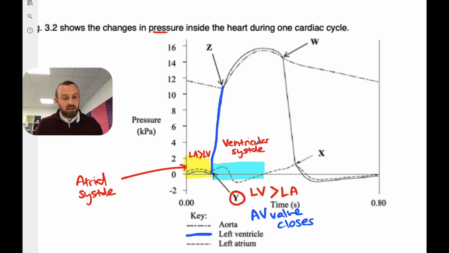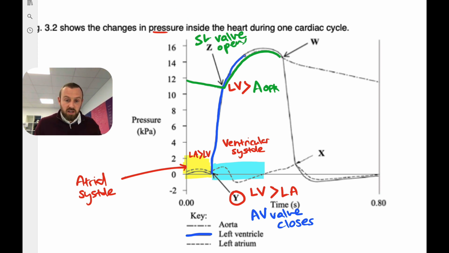What happens at Z? We're still in ventricular systole here, but at Z, now we can say that the pressure in the left ventricle is now above the pressure in the aorta. I'll do the aorta in green here. So now it's gone above the aorta, which means that the semilunar valve opens. SL valve opens. It stays open whilst the pressure in the left ventricle is higher.